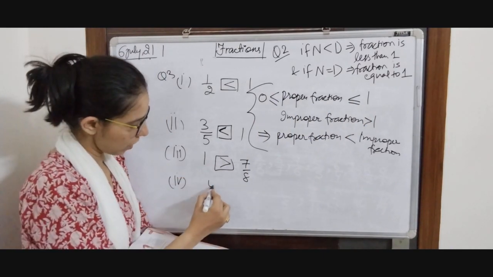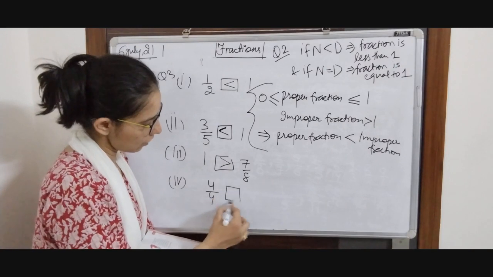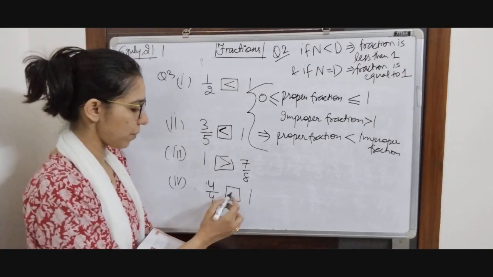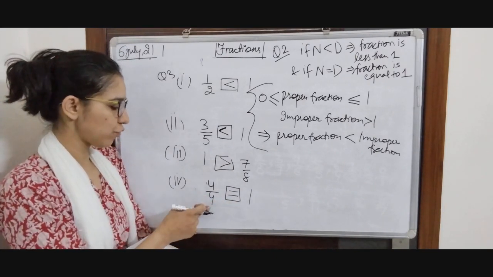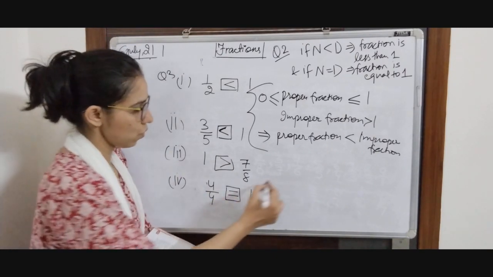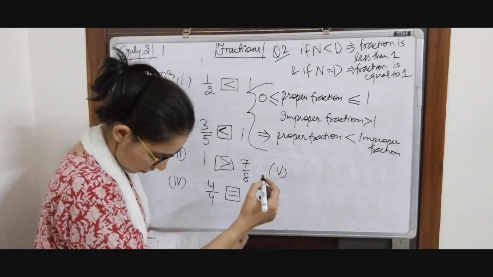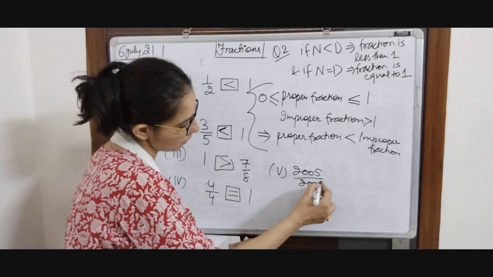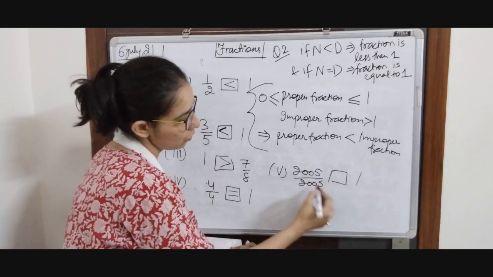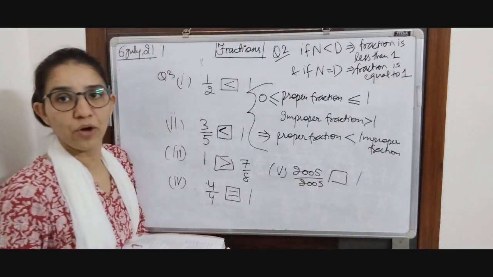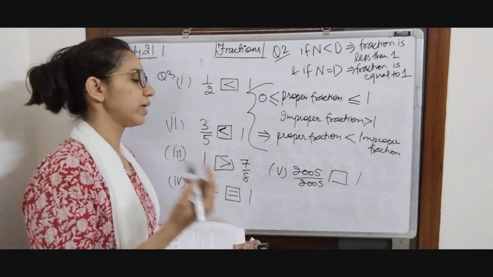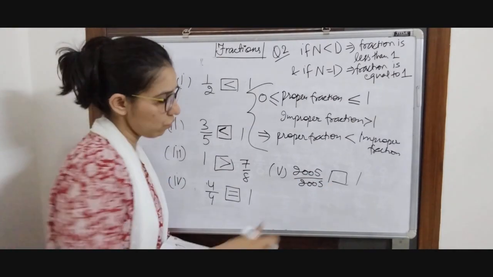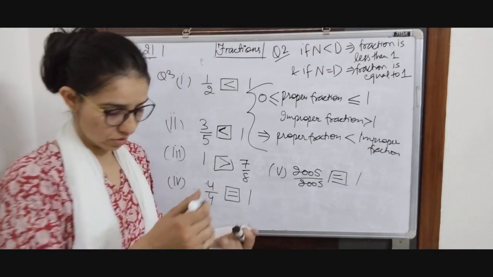Then we have 4 by 4 and 1. You see that 4 by 4 is equal to 1. So both of them are going to be equal. 4 parts of 4 means whole, and this is also whole. Then fifth one we have 2005 by 2005, and then we have 1. So 2005 and 2005 will cancel out. We are going to get 1, or you can say they are getting all parts of the whole. So it is going to be equal to 1. So they are going to be equal.